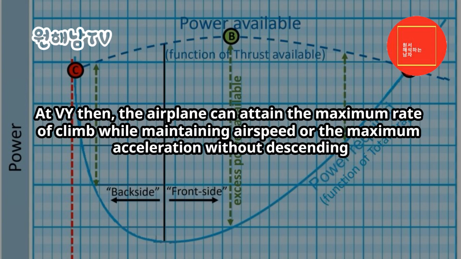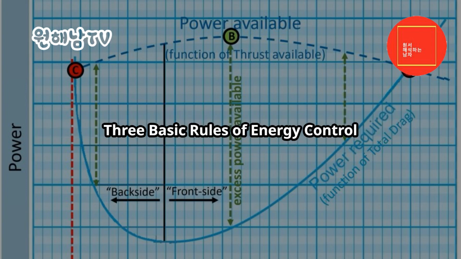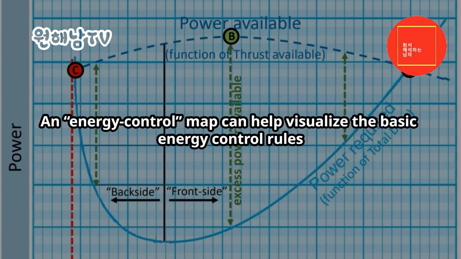At Vy then, the airplane can attain the maximum rate of climb while maintaining airspeed, or the maximum acceleration without descending. Three basic rules of energy control. An energy control map can help visualize the basic energy control rules.